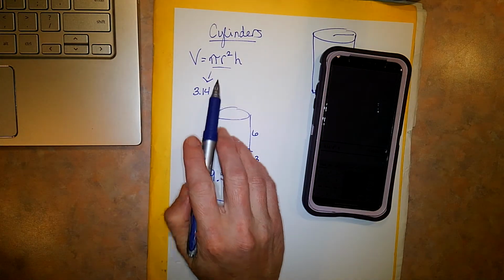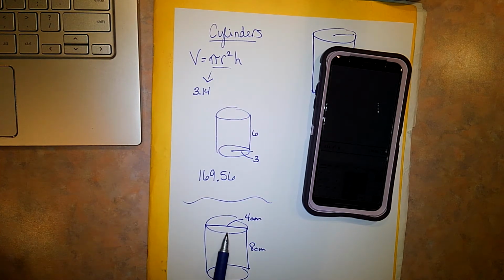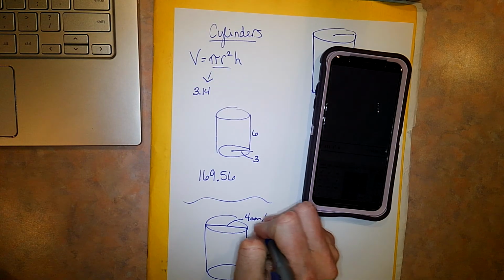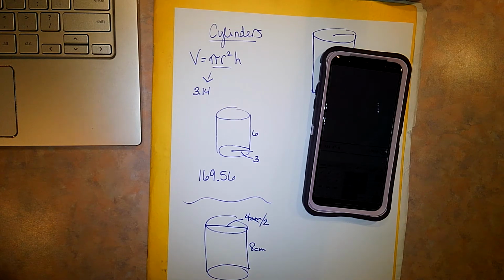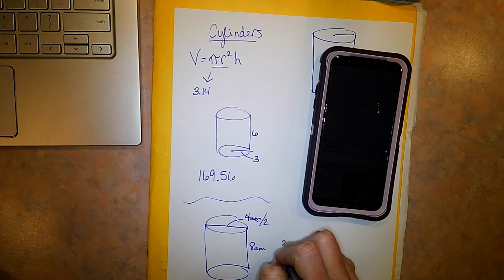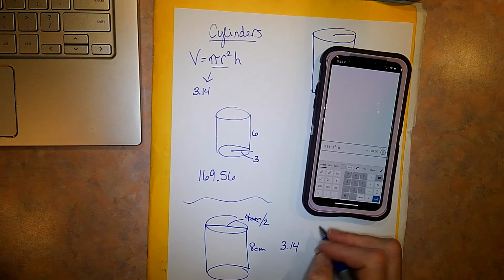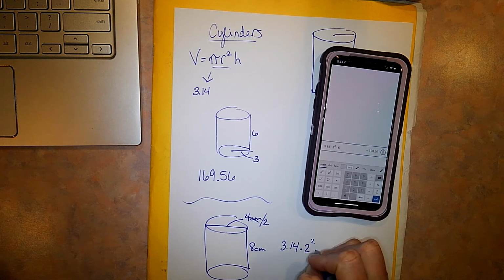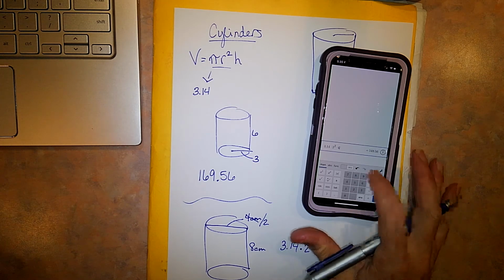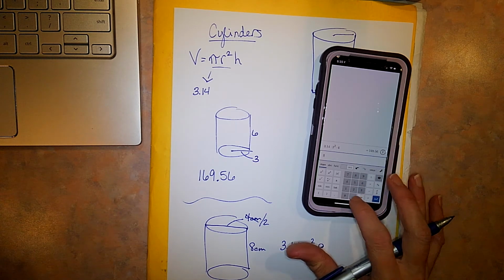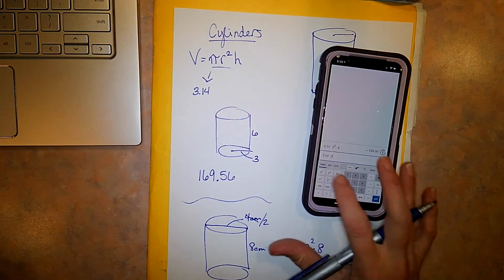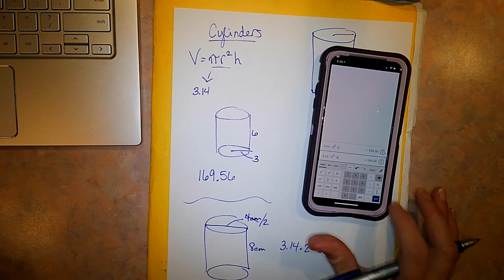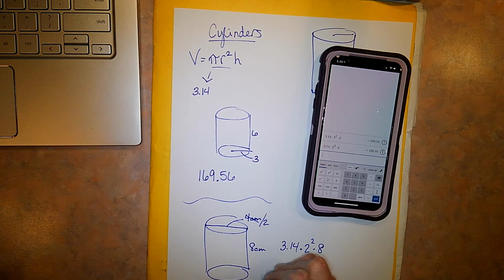Now here's the thing. Our volume formula uses radius. They gave us diameter. Radius is half of that, so what do I have to do to that 4? Yep, got to cut it in half. So instead of that 4, I'm going to use a 2. Same idea, 3.14 times 2 squared times 8. So if I come up here to my Desmos, 3.14 times 2 squared times 8, that's going to give me 100.48 centimeters squared.